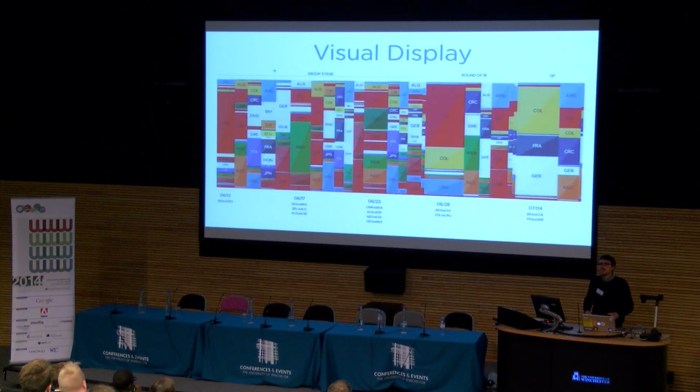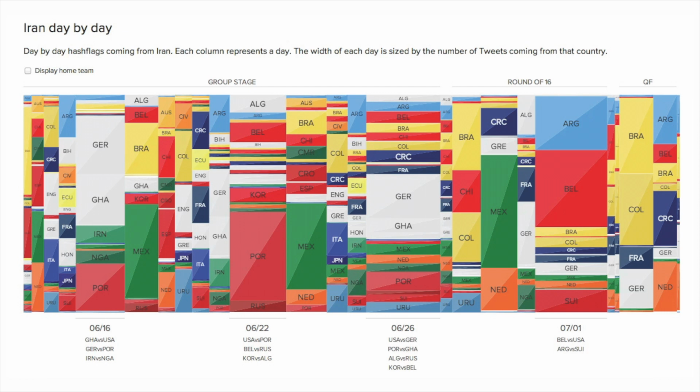So now we're using a space-filling visualization. This is more space effective. Now on every day, you can see the proportion of tweets for each hashflag. By the way, this is not a new layout. This is a treemap slice-and-dice layout.